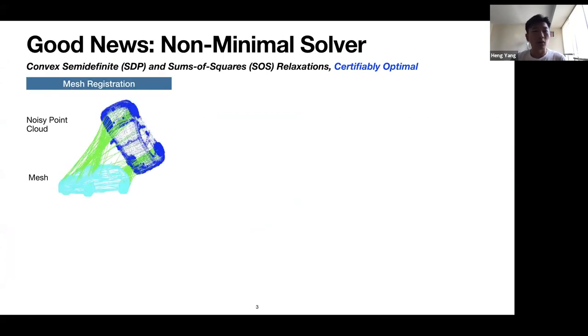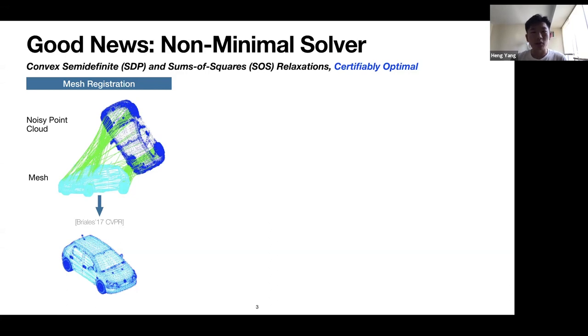The first example is mesh registration. In this example, we're given a clean 3D mesh and a noisy point cloud observation of the 3D mesh. Suppose that we have correct data association, basically correspondences from the mesh to the point cloud. Then the SCB solver that was proposed by Borealis a few years ago can compute the globally optimal alignment from the mesh to the point cloud.